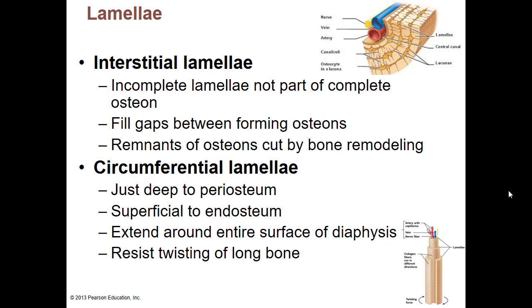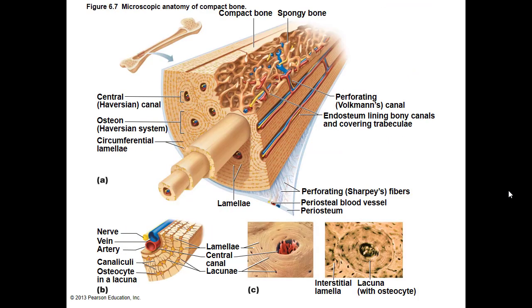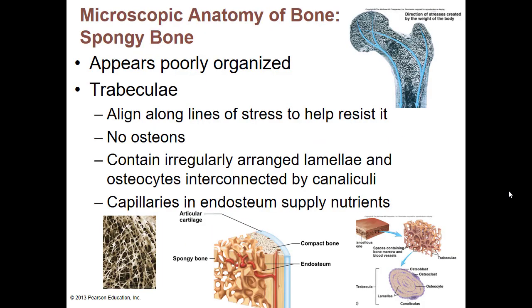The circumferential, what do you think of a circumference? They go around. But the interstitial is in between. So they're incomplete lamella. They don't get the cool ring structure to it. They just fill the gaps between them. I put on the circumferential, yes, they resist the twisting. There are more pictures of it, but I'm running out of time.